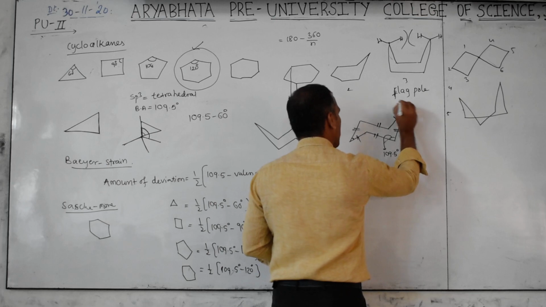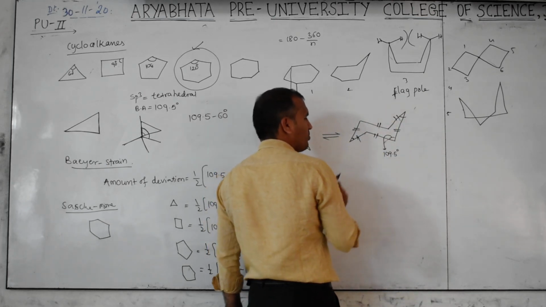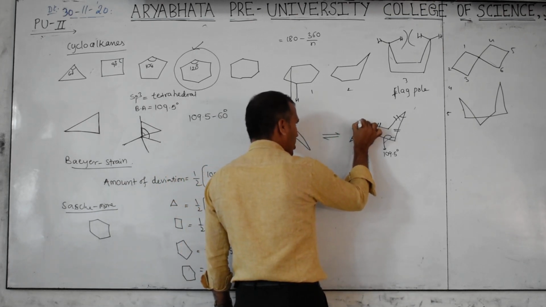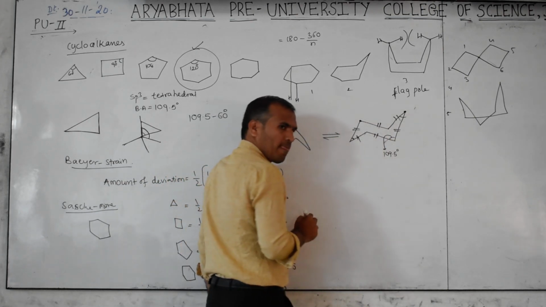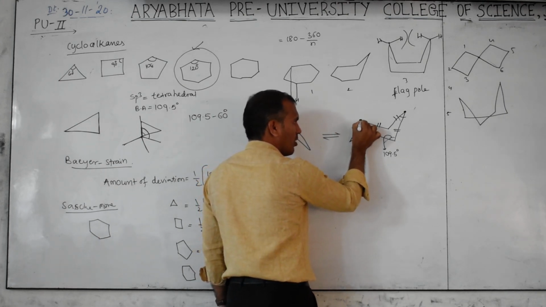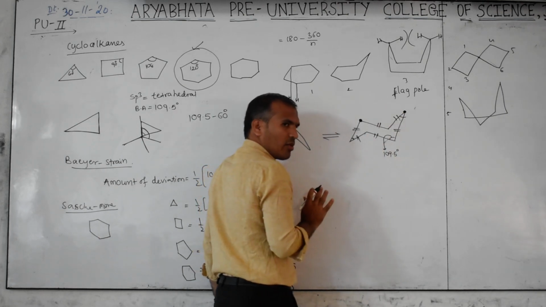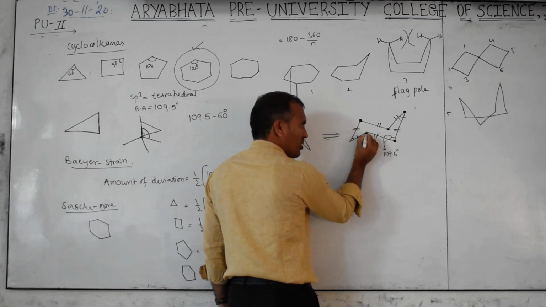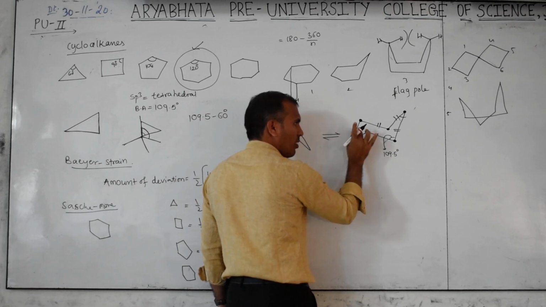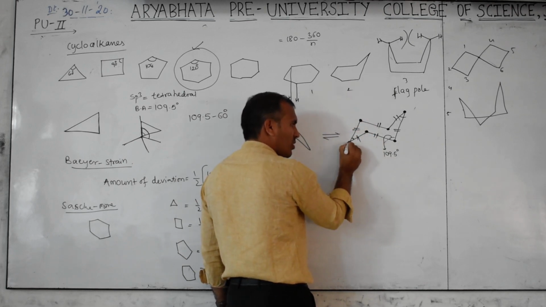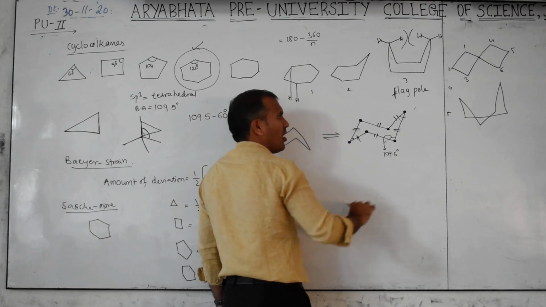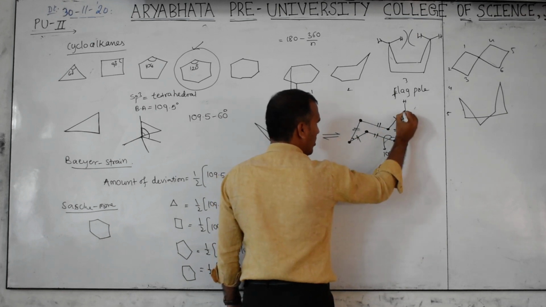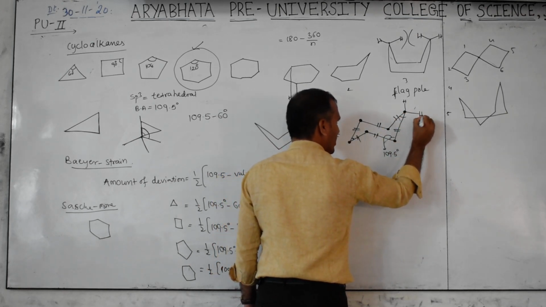In all are in which form? Staggered form. Keep in mind. Once again I am telling, this is most important. This carbon is up carbon or down carbon? This is how they are looking now. Up carbons. What about it? This one is down, this one is up, this is down. Clear? Now this hydrogen is known as axial hydrogen. This hydrogen is known as equatorial hydrogen.